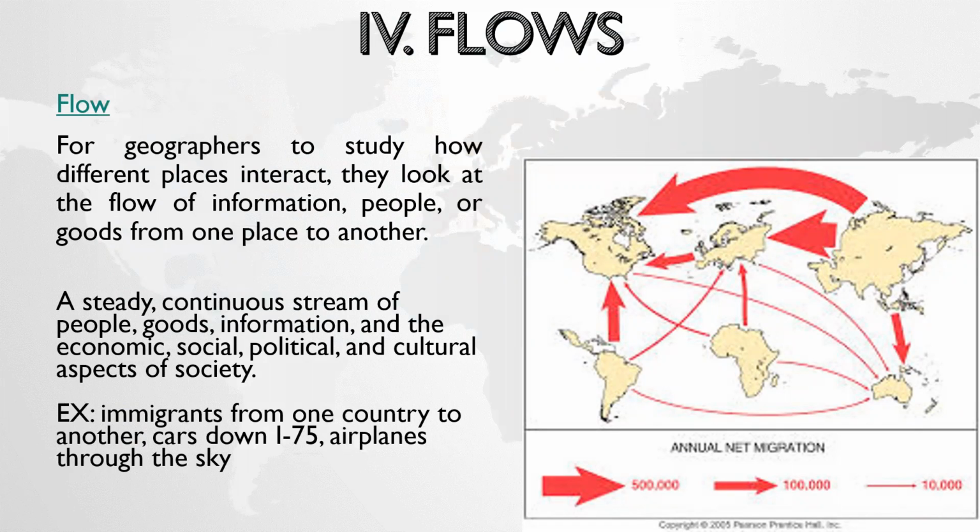In this case here, with this map, we see the flow of migration across continents, right? And again, flow is a continuous stream of people, goods, information, and the economic, social, political, and cultural aspects of society. Got a couple examples there.